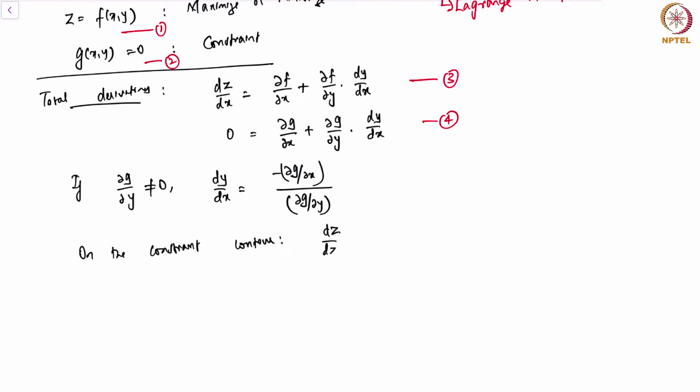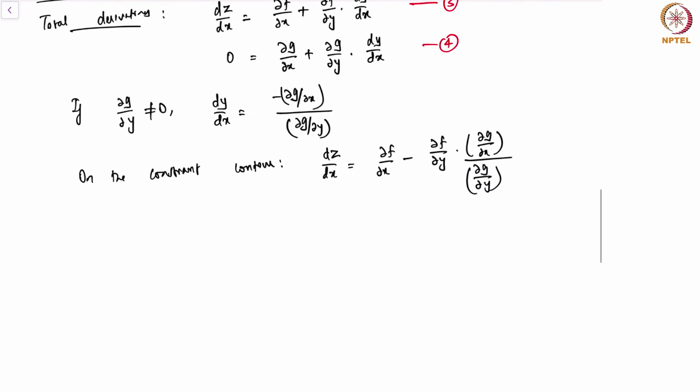dz by dx, which is what we have already got from equation 3, we just substitute for dy by dx. That will be del f by del x minus del f by del y into this quantity here. What was it? Del g by del x divided by del g by del y. This is what I have, right? Now, this quantity, we have already said that z is equal to f of x comma y is effectively only a function of x that we want.